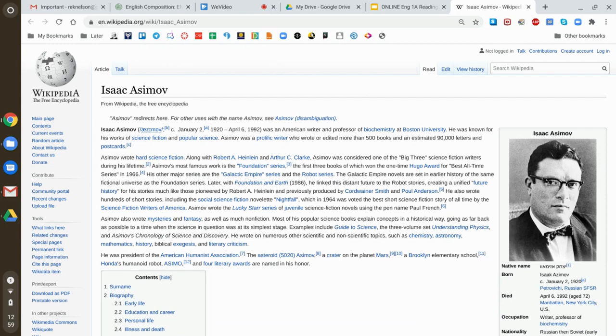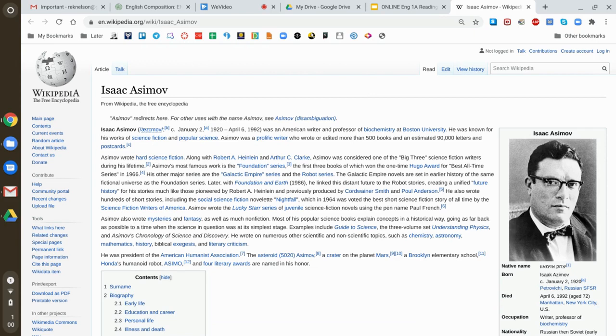Asimov wrote hard science fiction. Just some background, hard science fiction is science fiction focused on the science of how things are created or made. They're a little dense. Some people don't like hard science fiction, but they will read light science fiction for more of the story and not necessarily how the technology works.